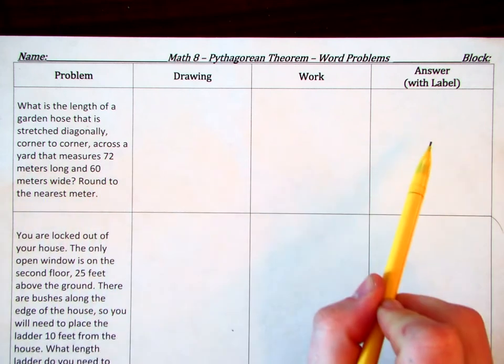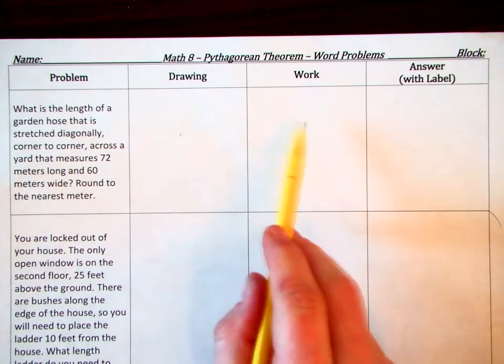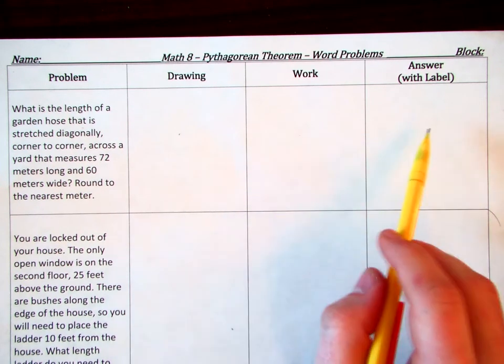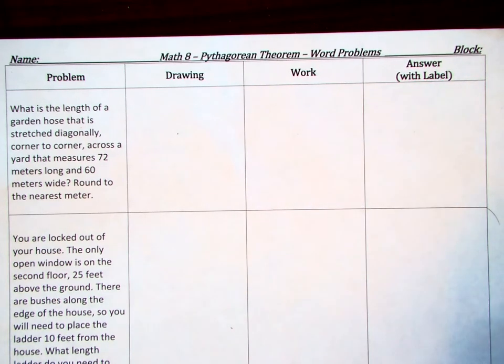So what we're going to try to do for this, at least, is I will do the first one the whole way through. I will set it up using the drawing. I will show my work, as always, in this space, and then I will have my answer with a label, so whatever units I have that are in there.